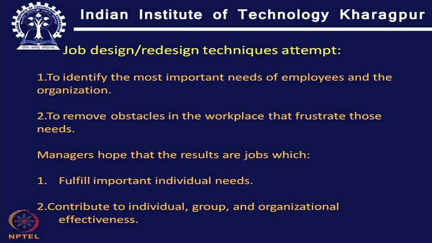So, it results in a job description. It shows the nature of the job in task performance and task-related behaviors, like why something requires to be done. And the technique tries to identify the most important needs of the employees and the organization. So, what are the most important needs, why a job needs to be done, and it tries to remove the obstacles in the workplace that frustrate those needs.